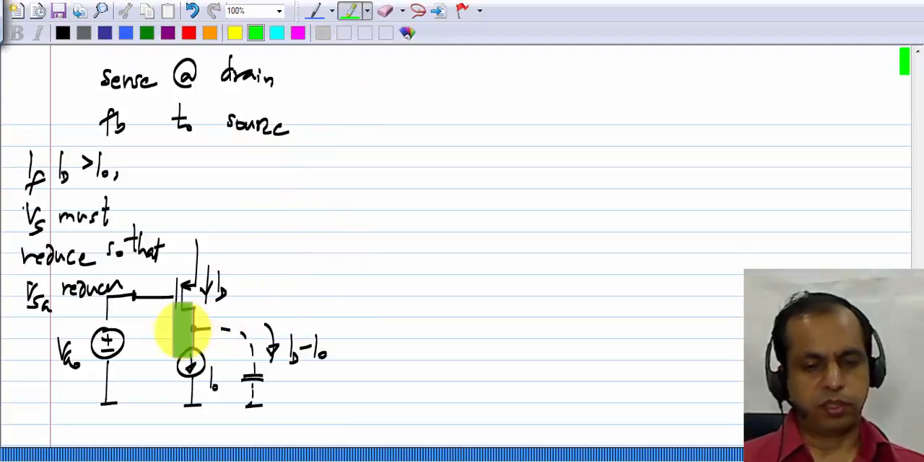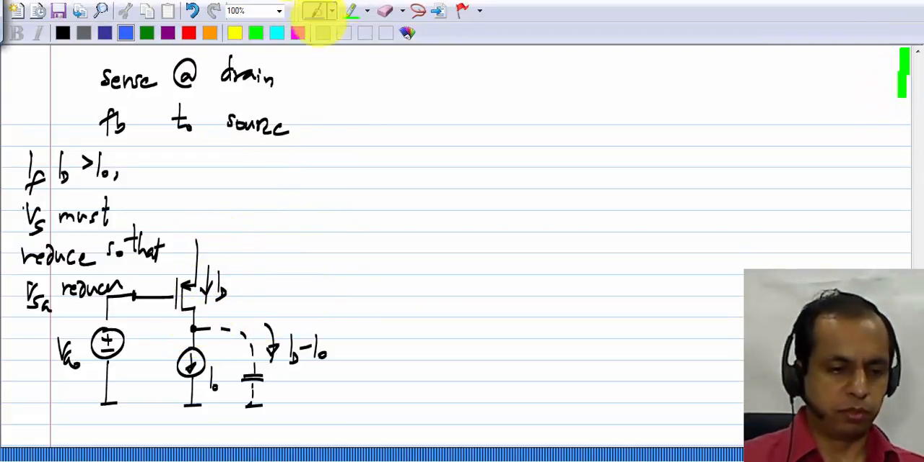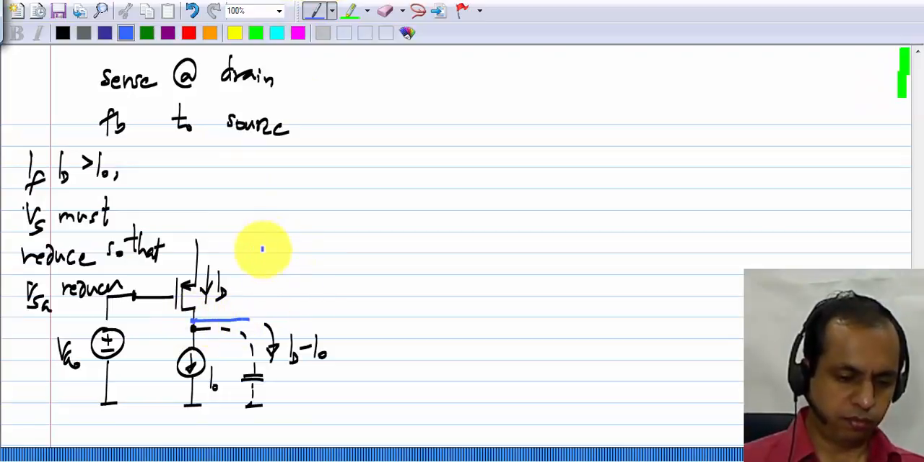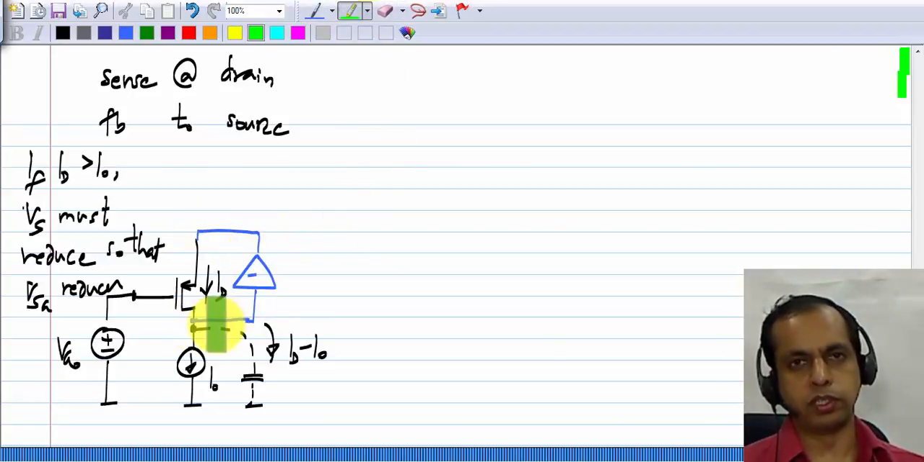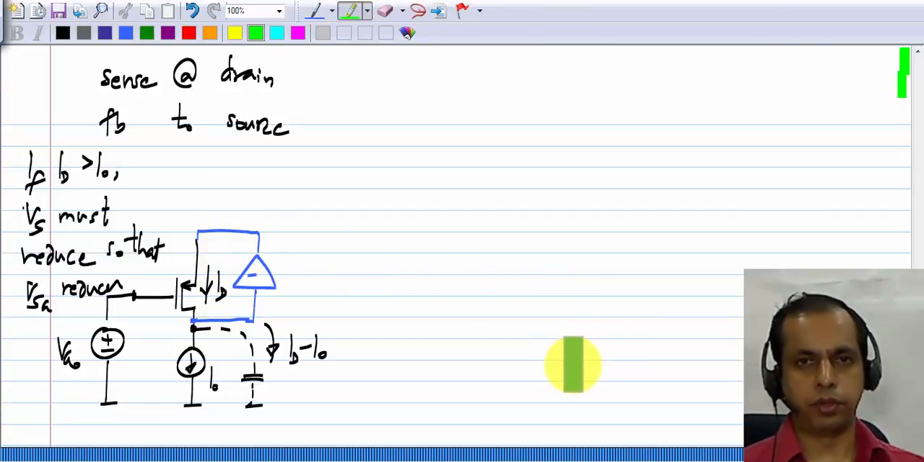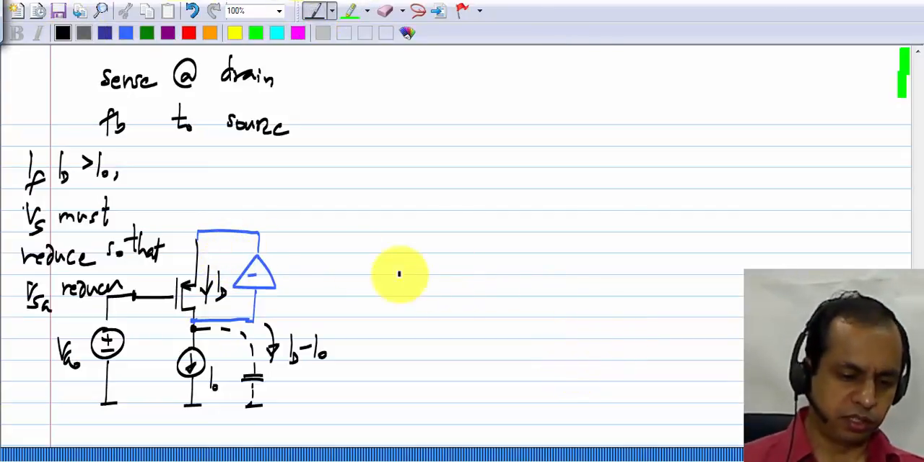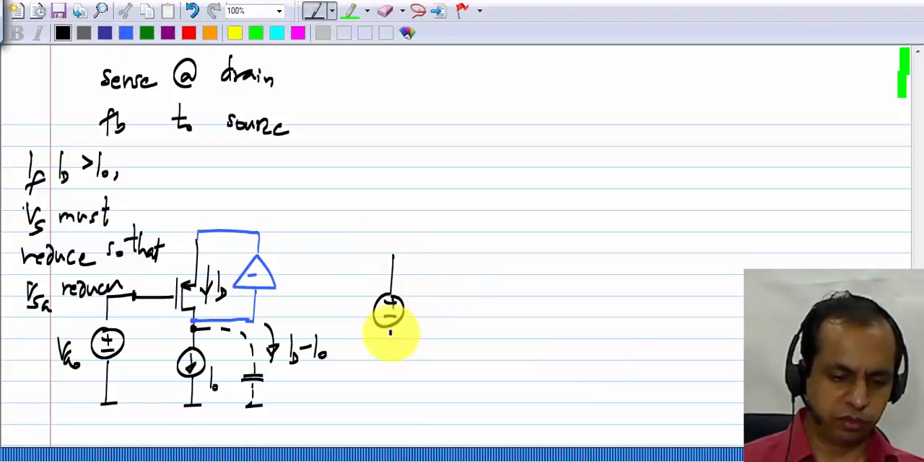So the sense of variation we want at the source is opposite to what we have at the drain, exactly as in the NMOS case. So we need a negative incremental gain between the two. That is, if the drain voltage increases, the source voltage must reduce. And a possibility is to use an op amp. There are many things that you can use, but we can use an op amp.